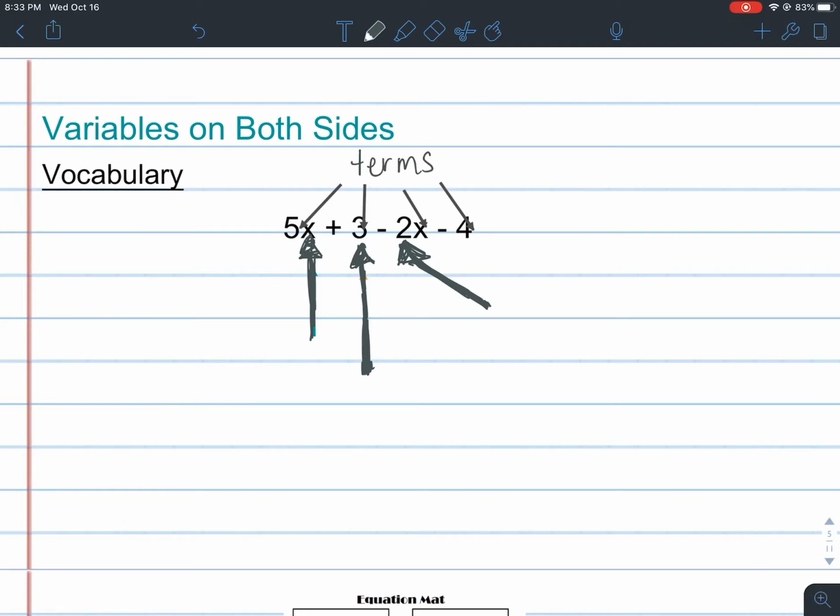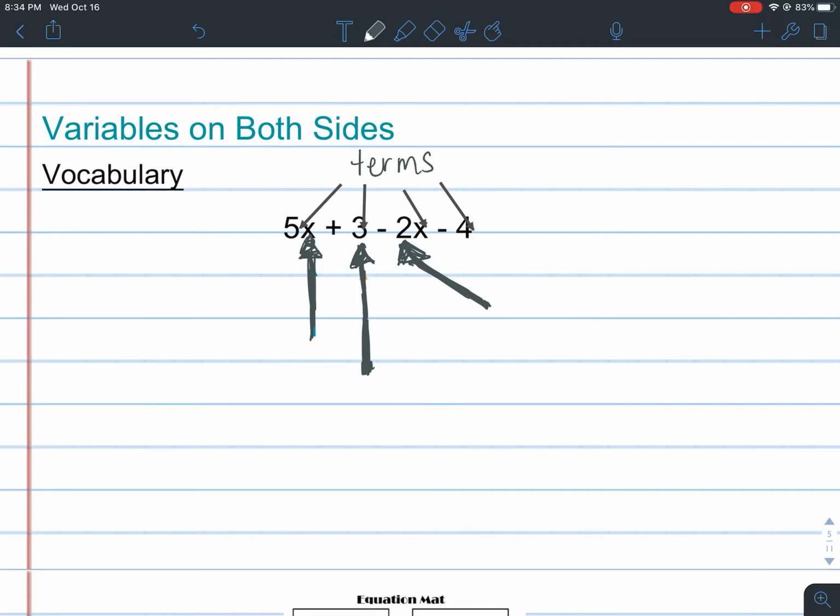So first of all, this is an expression, right? 5x plus 3 minus 2x minus 4. It's kind of jumbled because the arrows got shifted when I uploaded the document. And so these are called terms. Anything split up with a plus or minus sign, it's kind of separated into a chunk, that's a term. So in this particular expression, we have 4 terms. 5x is 1, and 3, 2x, and 4.